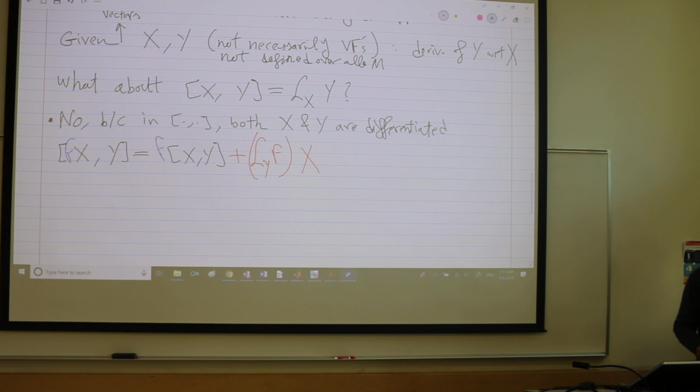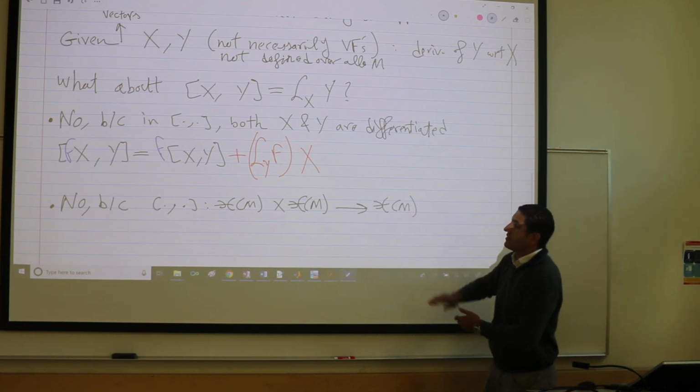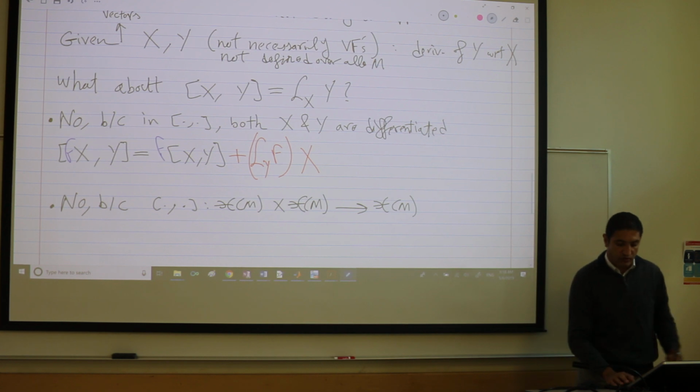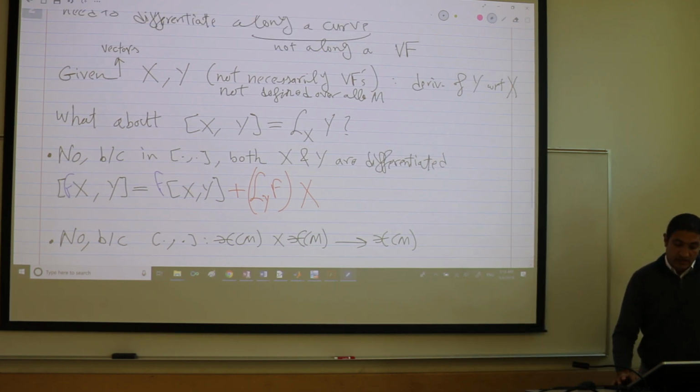Okay? And to convince you more, I'll give you another reason to exclude the lead bracket. So it's again no, because simply the lead bracket necessitates two vector fields. Right? It takes two vector fields and gives you another vector field, and this is why we were able to do the derivative at the beginning.